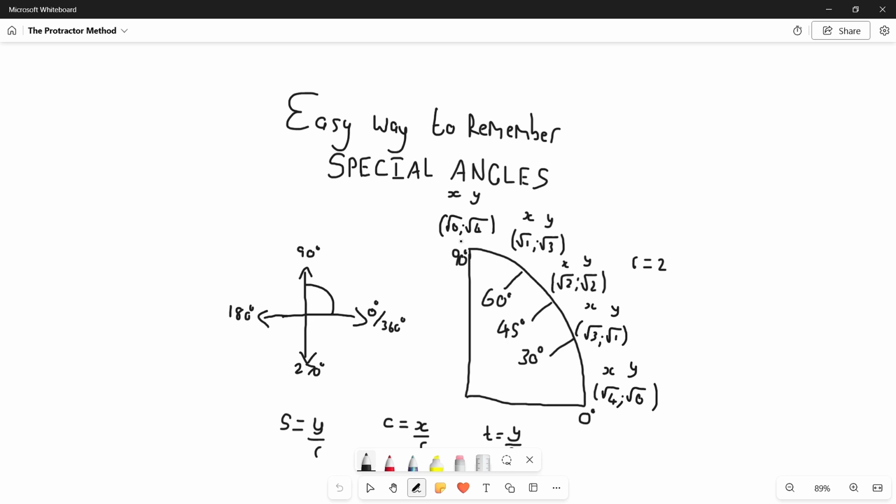The reason this works is because we can draw our protractor like we would inside our first quadrant. From there, we write our 90 where our 90 is, our 0 where our 0 is, then we have our 60, 45, and 30 over there. What we are doing is we're getting our coordinate pairs based off of this.